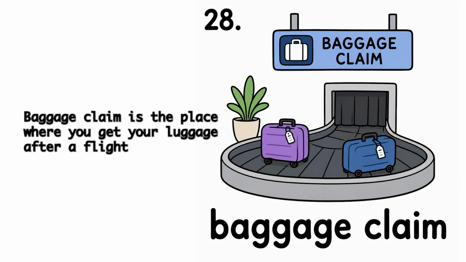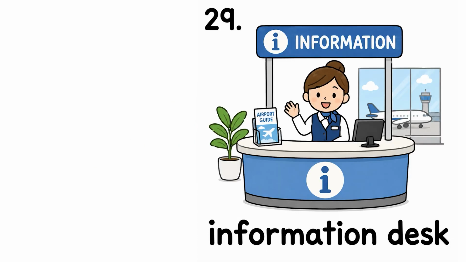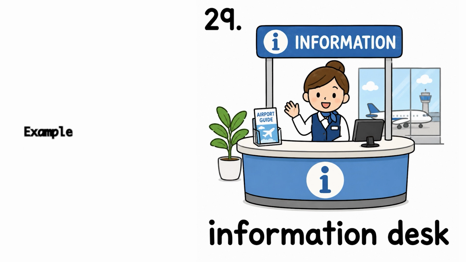Word 28. Baggage claim. Baggage claim is the place where you get your luggage after a flight. Example. My suitcase is at baggage claim. Word 29. Information desk. An information desk is a place where you ask questions. Example. Let's ask at the information desk.